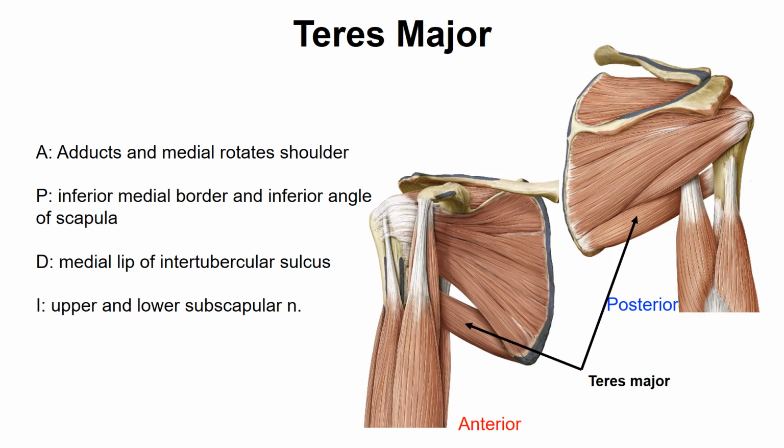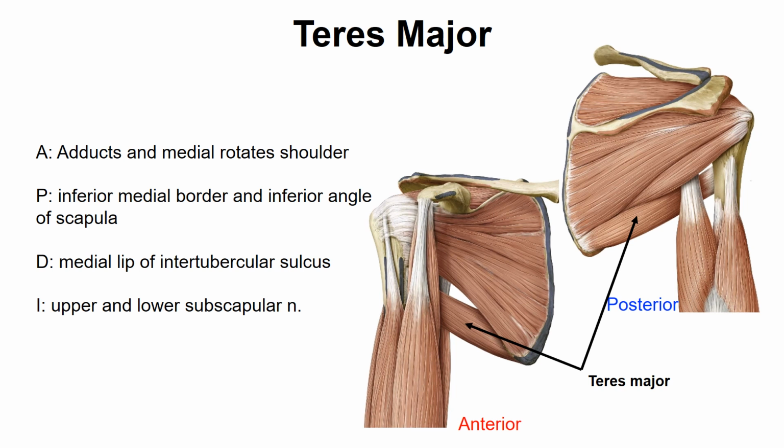Next, we're going to talk about the teres major. This is kind of a round muscle on the inferior portion of the scapula, going from the medial border at the inferior angle, passing anteriorly to the medial lip of the intertubercular surface. So that lady between two majors that we talked about earlier, this is the second major.